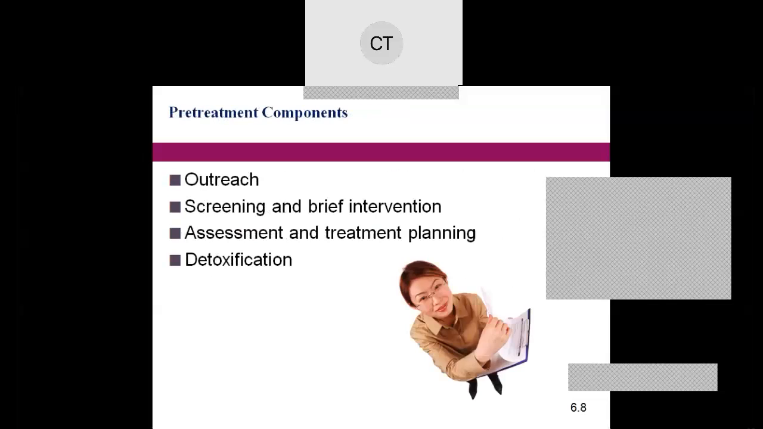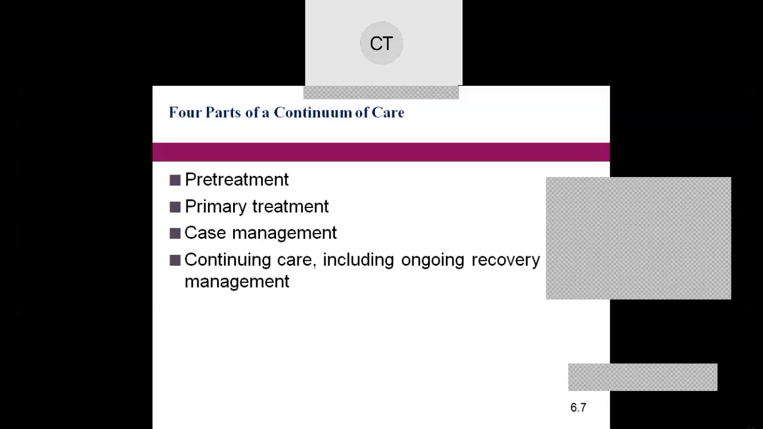So let's see. Four parts of continuum of care. There are four parts of continuum of care. The first is pre-treatment, then the primary treatment, case management, and continuing care. As I said, continuing care means follow-up. Continuum of care means the whole range of services, which include pre-treatment, primary treatment, case management.